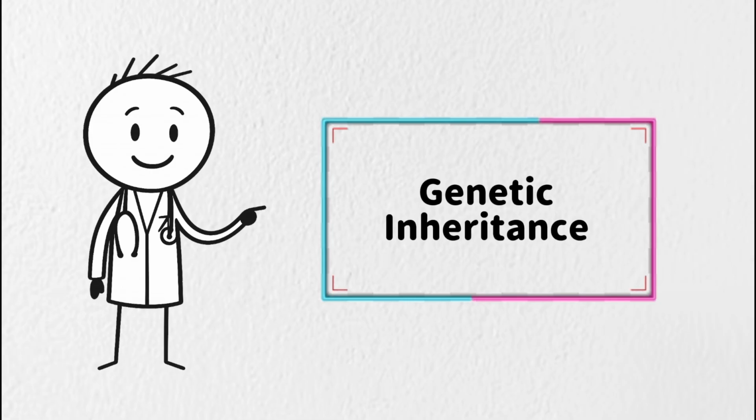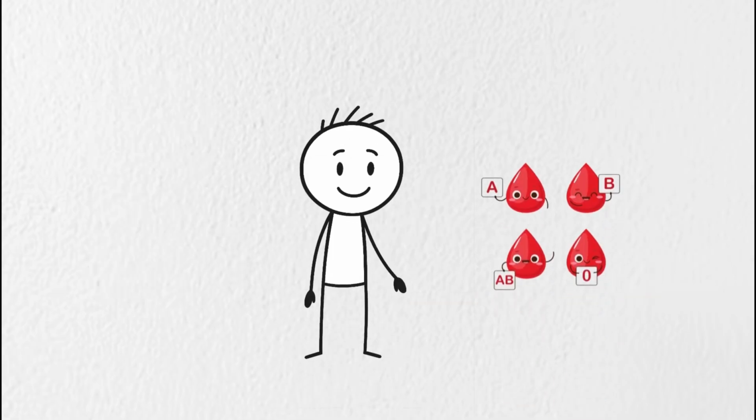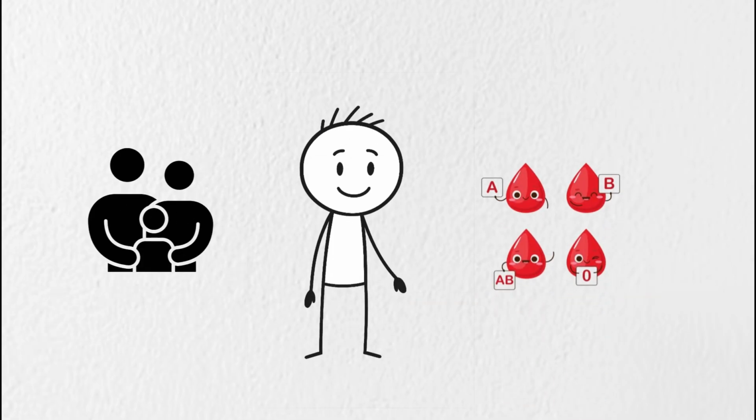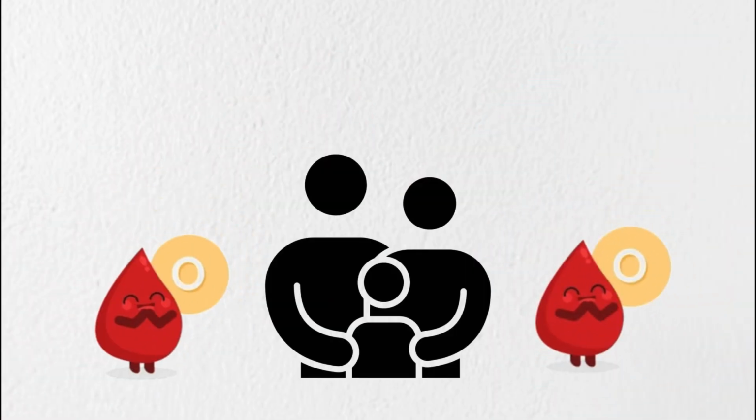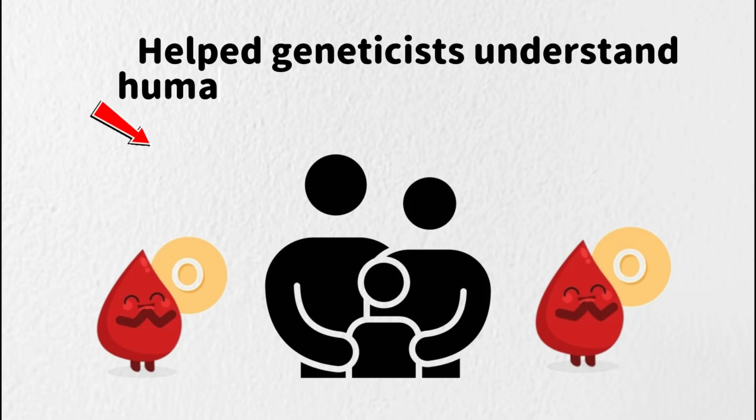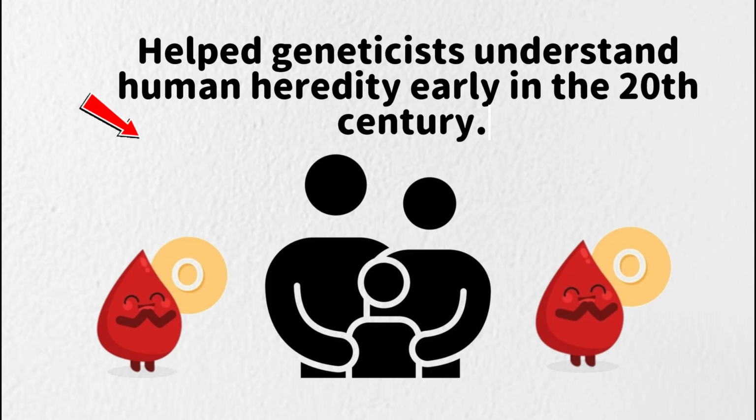Genetic inheritance. Each person inherits one ABO allele from each parent. A and B dominate over O. Two O parents can only produce O children. This simple inheritance pattern helped geneticists understand human heredity early in the 20th century.